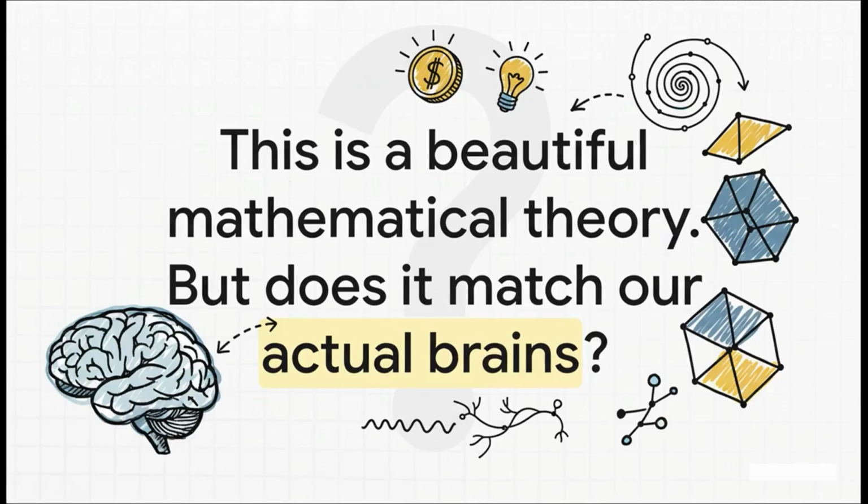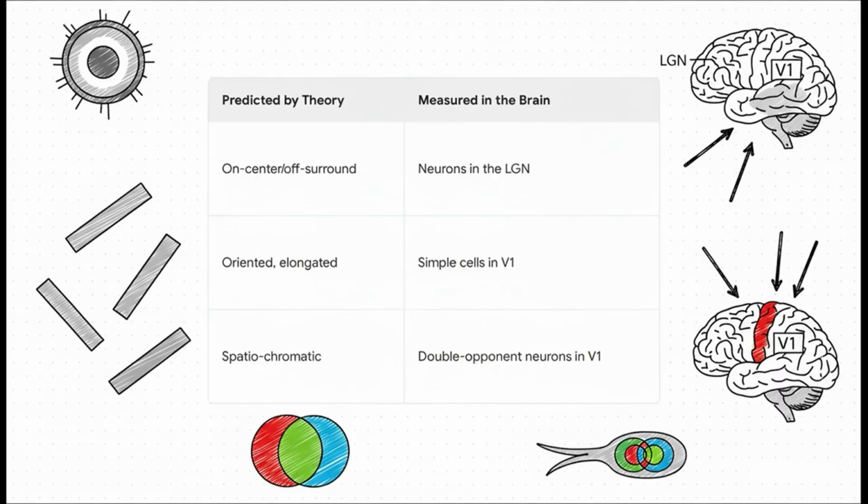This really is the million-dollar question, isn't it? I mean, it's one thing to design a perfect ideal system on paper. It's another thing entirely for millions of years of massive evolution to stumble upon that exact same solution. So the question is, did it? The answer is an absolutely mind-blowing yes.